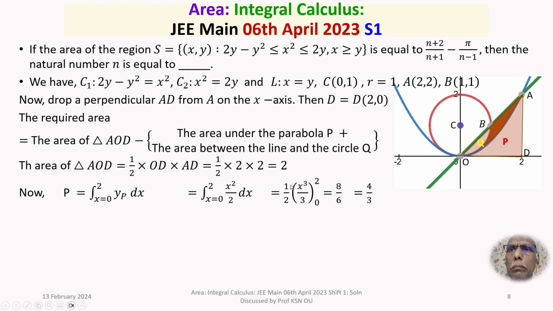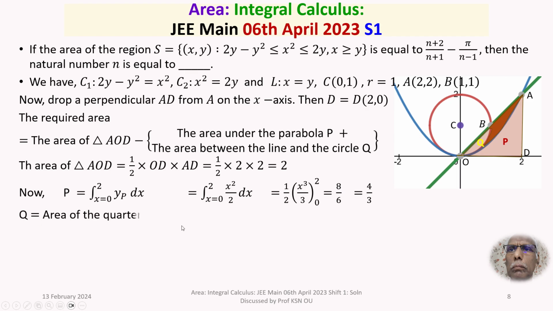And that will be equal to 1 by 2 after integration, x cube by 3 to be evaluated from x is equal to 0 to 2. So when you take the upper limit, then you will get 1 by 2 into x cube, that is 2 cube, that is 8 by 3, that is 8 by 6, that is 4 by 3.